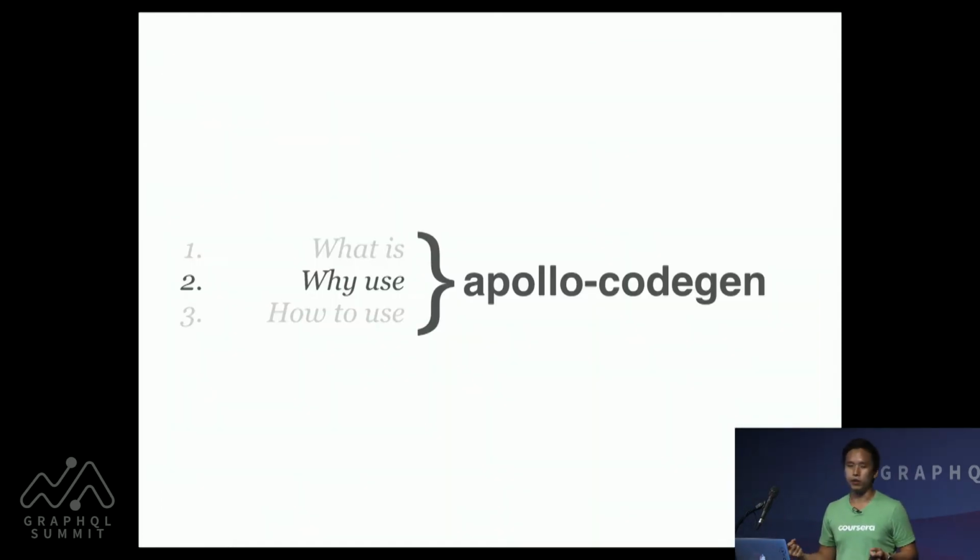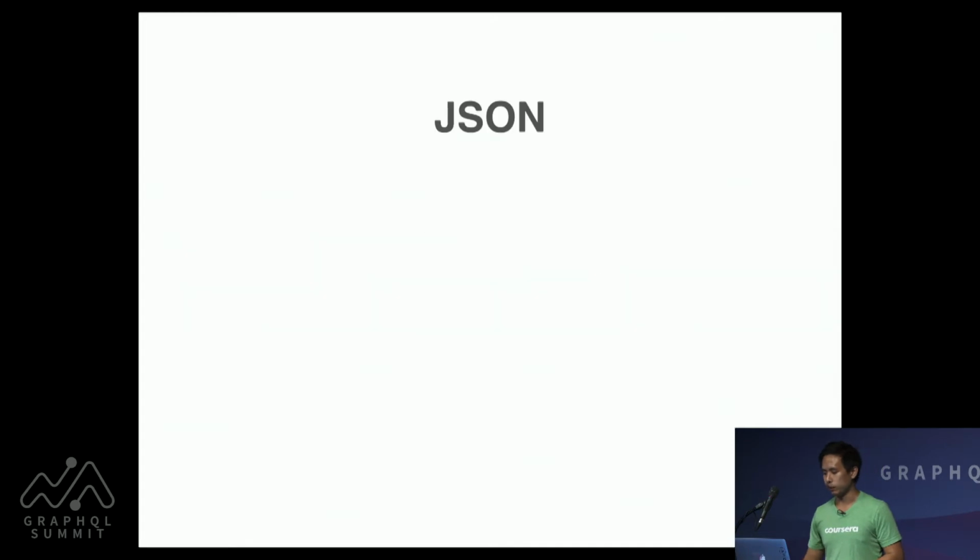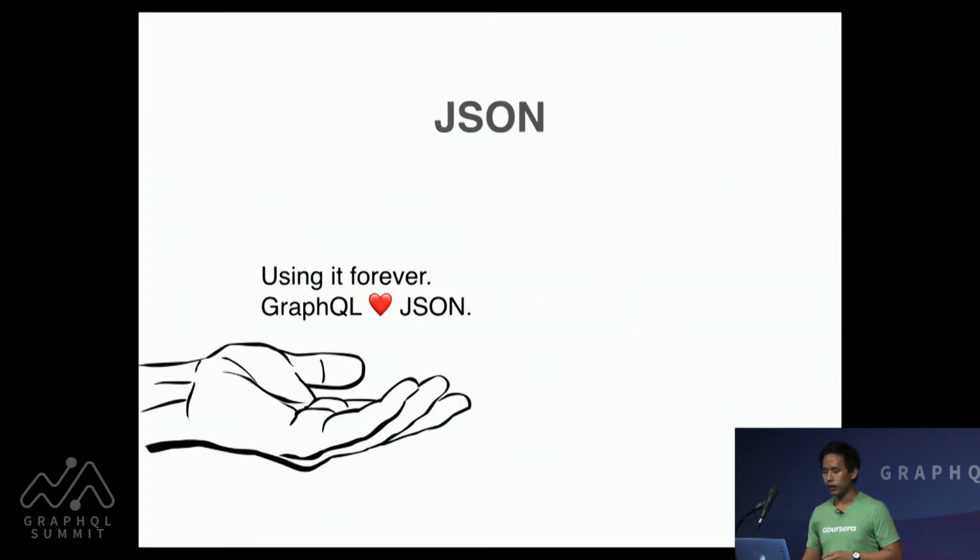But why use Apollo-Codegen? Why add this tool to my application? It's just going to make things more confusing. I want to explain this first by talking a little bit about JSON. On one hand, we've been using JSON forever, and we actually love JSON. One of the first demos that I saw about GraphQL was that you could send a JSON-like document and get JSON back. And that was awesome.